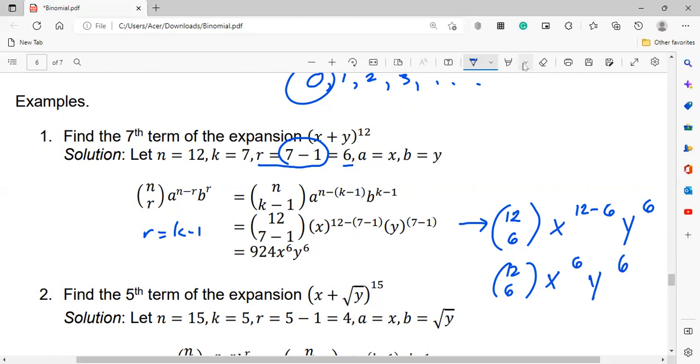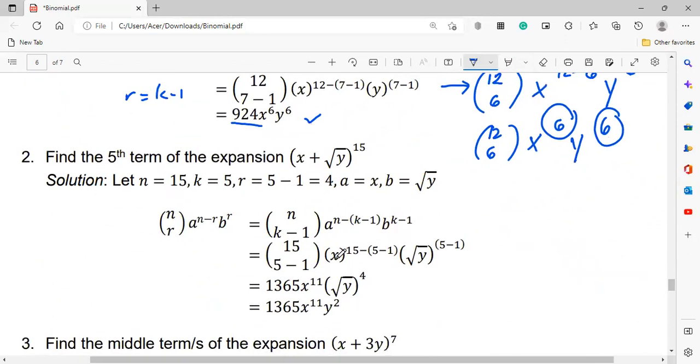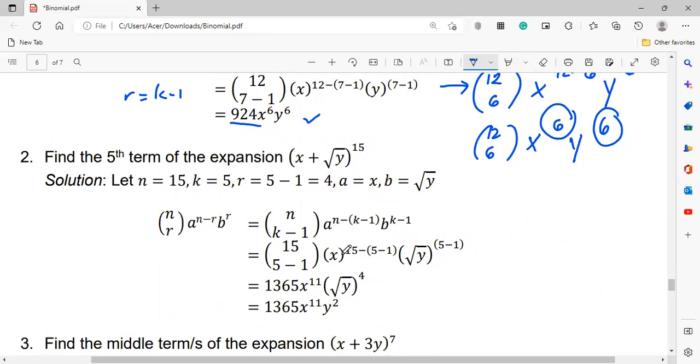So, that is 12 taken 6, x raised to 6, y raised to 6. And take note, class, as explained, the sum of the exponents must be 12. Okay, and so 12 taken 6 is 924. So our 7th term is 924 x raised to 6, y raised to 6. Find the 5th term of the expansion (x plus the square root of y) raised to 15. So ang r natin dito ay, since k is 5, r natin ay 4. So, dito, pwede natin i-write ito into 15.